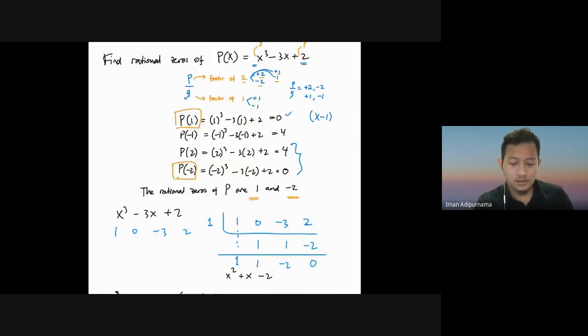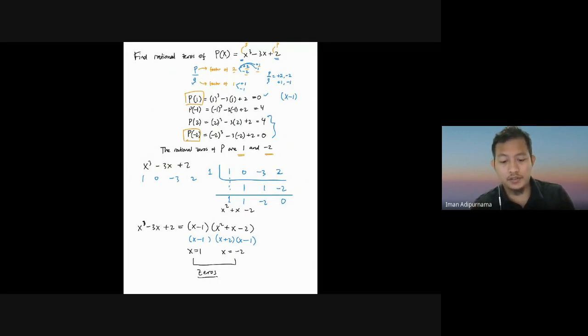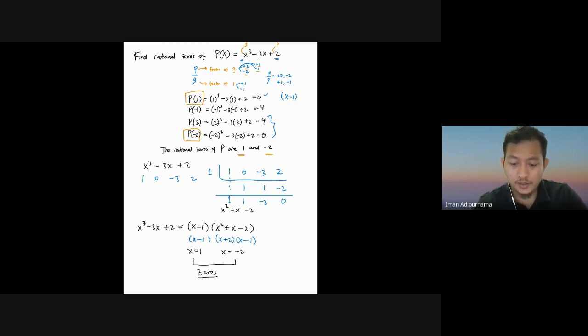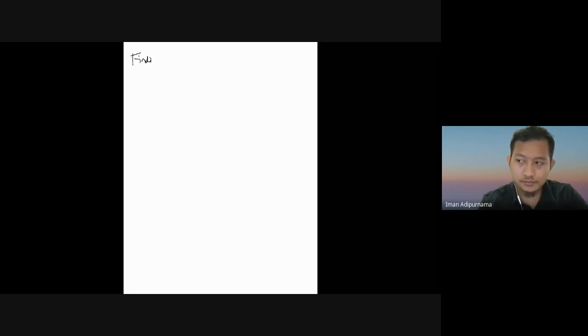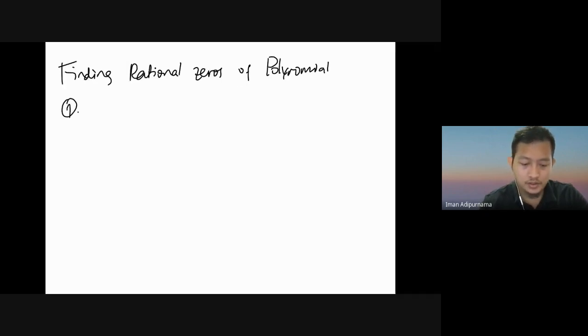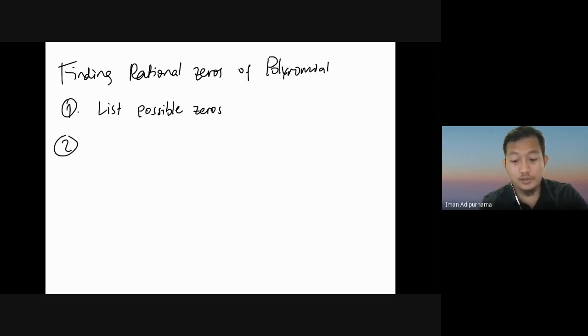Okay. Now, as a conclusion, or as a summary for the method, how would it work, or how you can use it? Let me write some guidance for you. Some guidance. So finding rational zeros of a polynomial. First thing to do is list possible zeros. This is using the P over Q, and then check how many zeros we will have, and then divide.